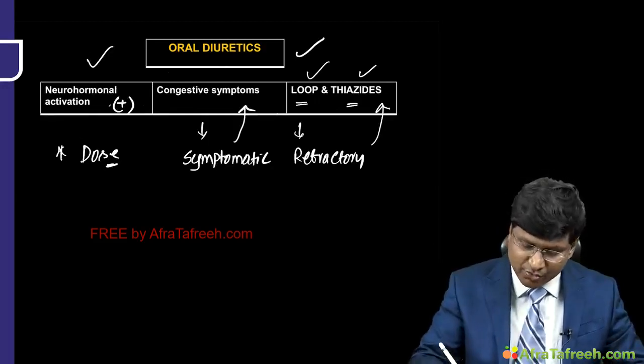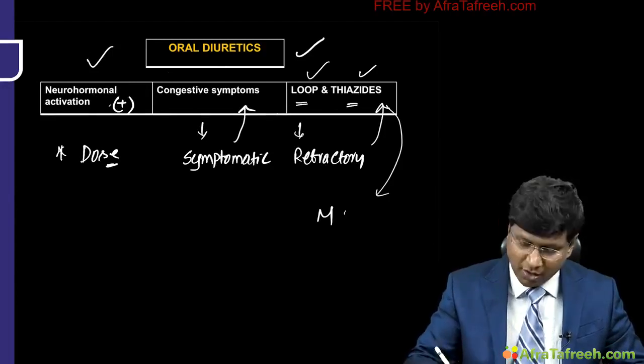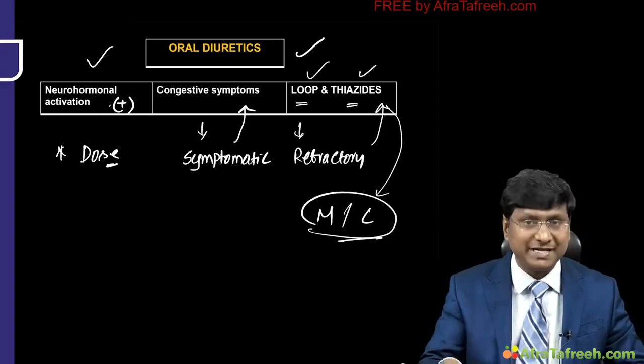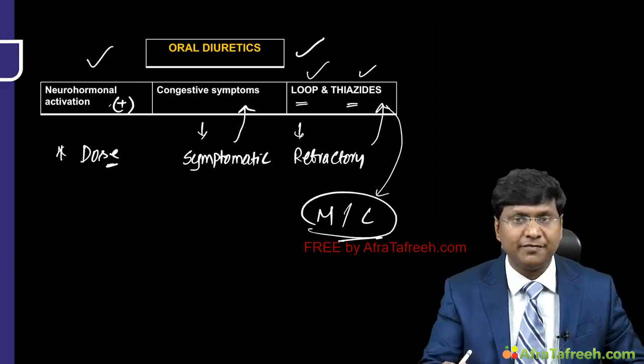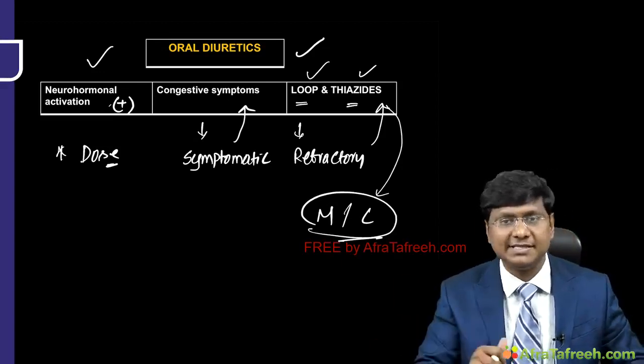And the thiazide diuretics that we give are metolazone, or we have chlorthalidone. So when you are giving this combination of loop plus thiazide, it will cause sequential blockade in the nephron, and that will further increase the diuresis.